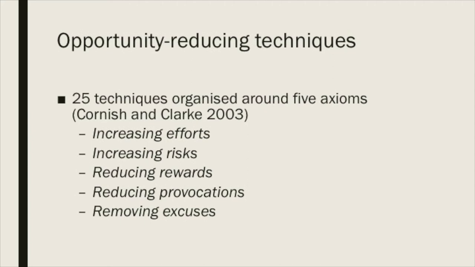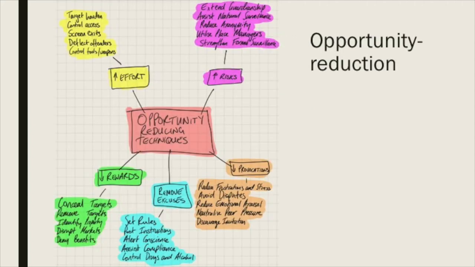The opportunity-reducing techniques of situational prevention are centered or organized around five axioms. These are increasing efforts, increasing risks, reducing rewards, reducing provocations, and removing excuses. Now, I've got a sort of mind map up here to help think about these opportunity-reducing techniques. You don't need to lose sleep over memorizing every single specific technique, but it does help to recognize the five axioms: increased effort, increased risk, reduced provocation, remove excuses, reduce rewards, right?